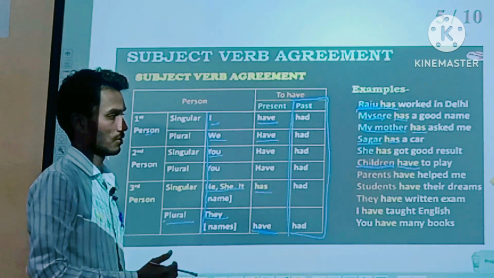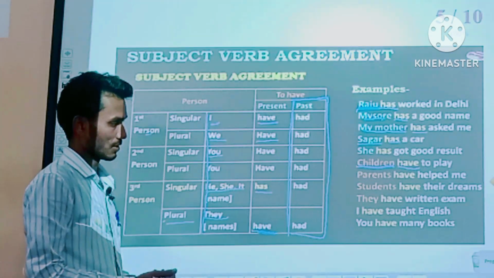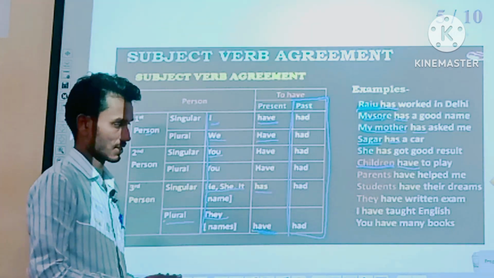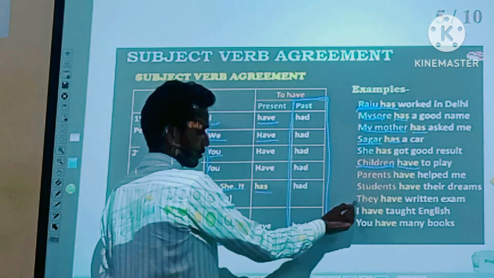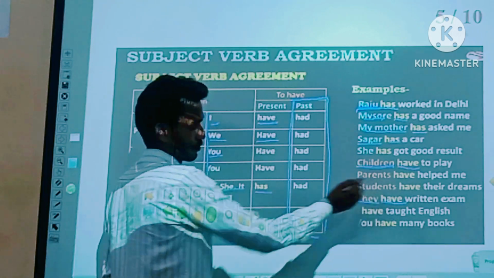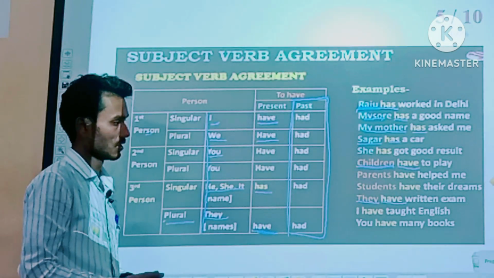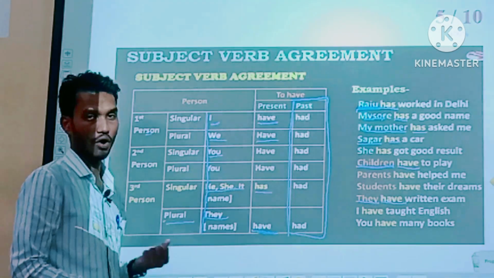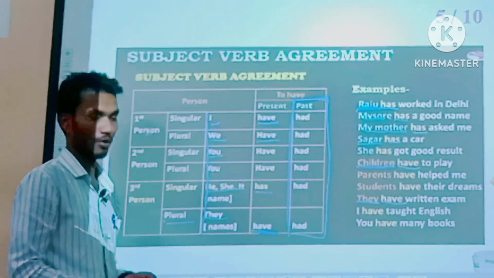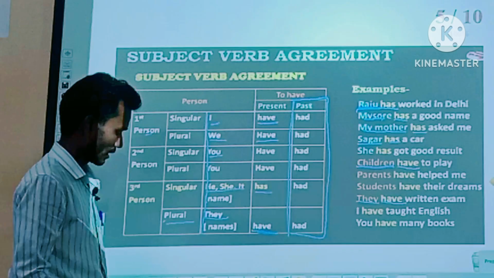Students have their dreams. They have written an exam, right? Third person plural. That's why the verb should be plural have, right? They have written an exam. I have taught English. You have many books, right?